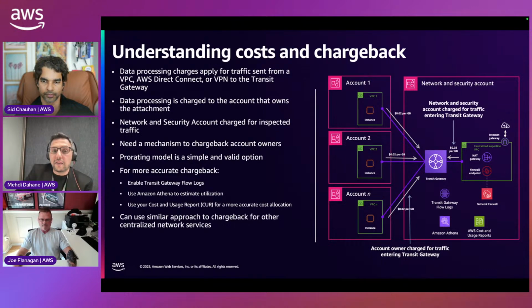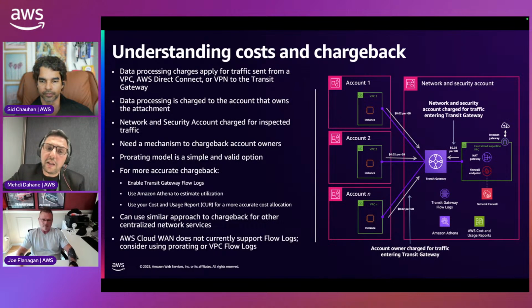You can use a similar approach to charge back for other centralized network services. So if you want to charge back for the firewall, or if you're not using AWS Network Firewall and you're using a third-party firewall, you want to charge back for NAT gateway, or if you want to charge back for the traffic going to the internet, you can use a similar approach. Just one note here, Cloud WAN does not currently support flow logs. So you have to look at either using the prorating model that I mentioned earlier, or maybe look into doing it with VPC flow logs, which is going to take you a bit more work than the Transit Gateway flow logs.